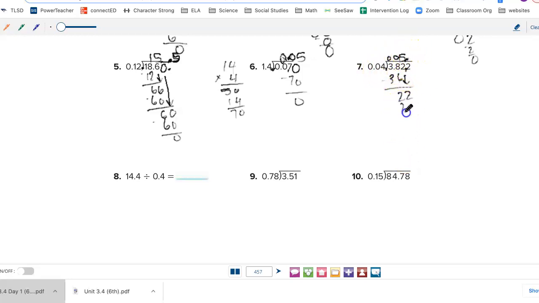5 times 4 is 20. Subtract, and I get 2, and I will bring down this other 2. 4 can go into 22 5 times. 5 times 4 is 20, and I get 2. I don't have anything else left to bring down, but I can add another 0 and bring that down because I know that 4 can go into 20 an even amount of times. 5 times 4 is 20, so when I subtract, I am done. 95.55, so 95 and 55/100ths.